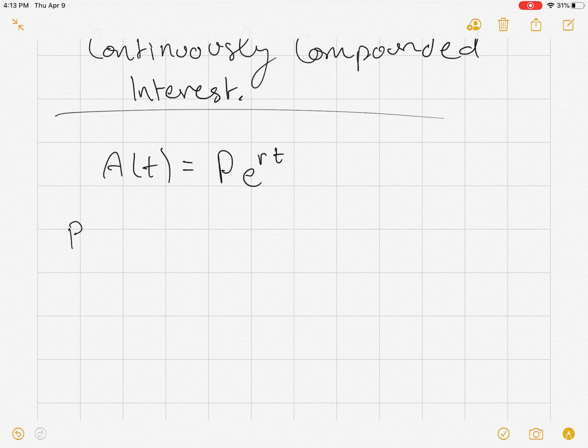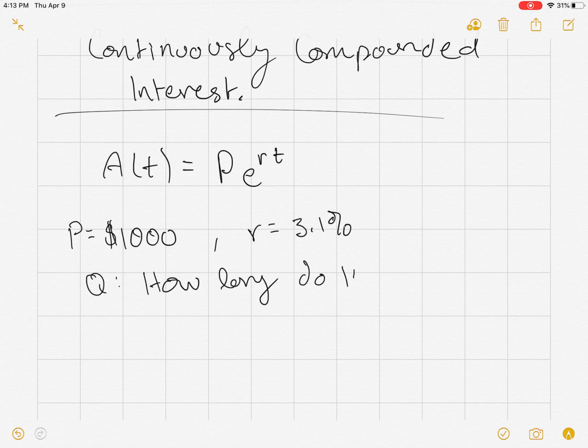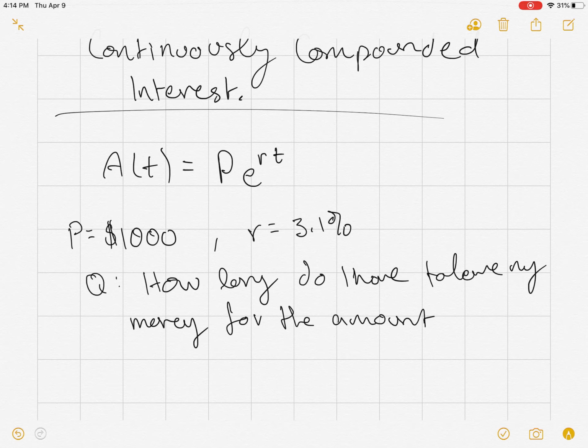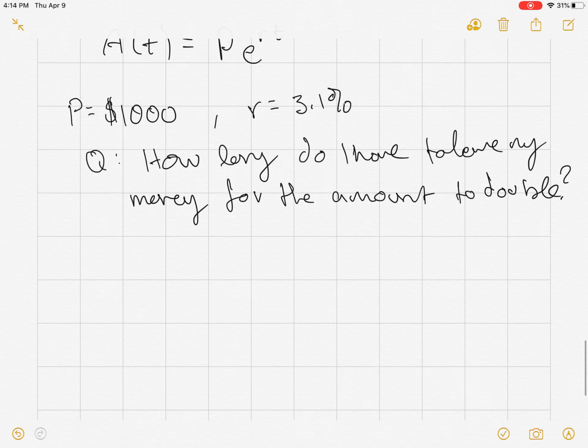We're going to look at a specific example where the principal amount we're investing is equal to $1,000. And we're going to say that our annual interest rate, r, is equal to 3.1%. Okay? And so the question that we're trying to answer here is, how long do I have to leave my money for the amount to double? Okay? So we want to answer that question, right?